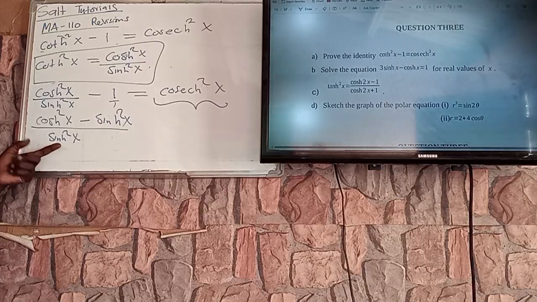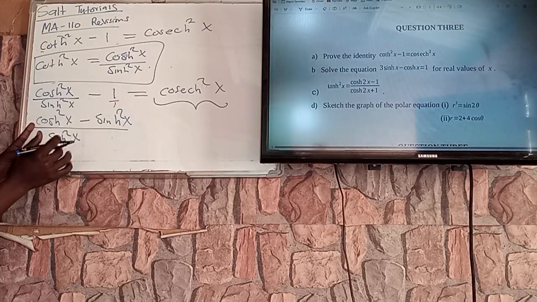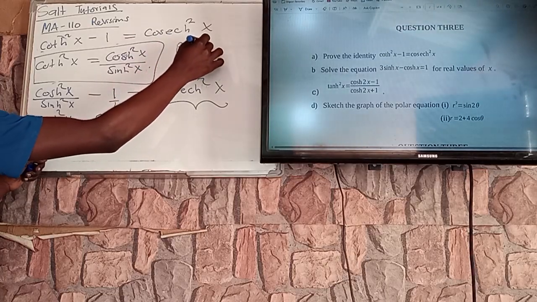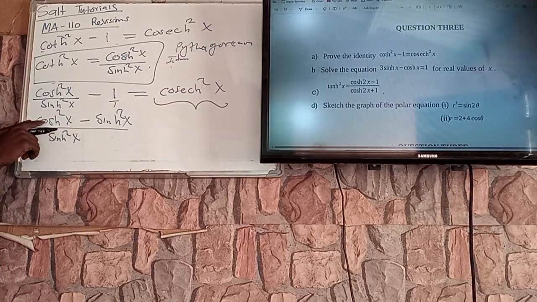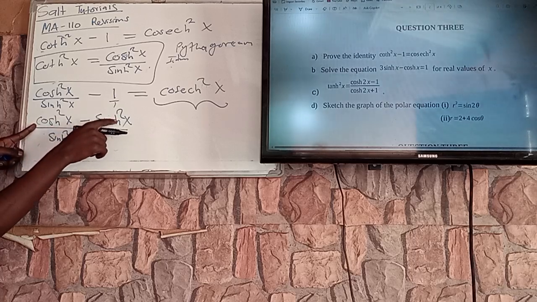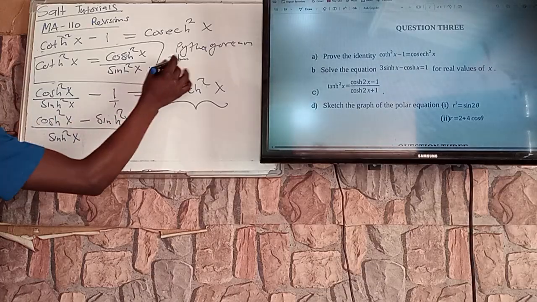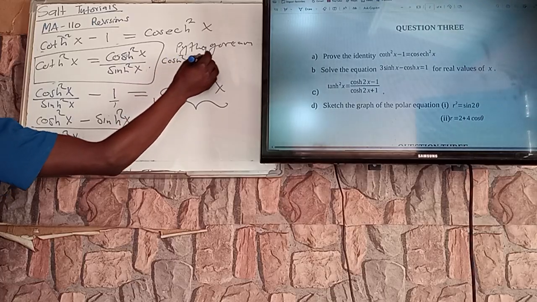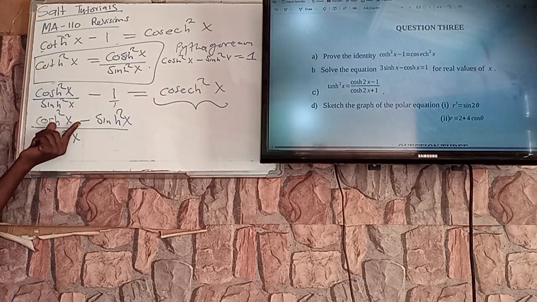Sinh squared x is what I'm going to have on my left hand side. So when this is simplified as a single fraction, I'm going to have something like that. But recall from the Pythagorean identity, what does it state? It states that cosh squared x minus sinh squared x should be equal to 1. So basically from the Pythagorean identity, we know that cosh squared x minus sinh squared x should be equal to 1.